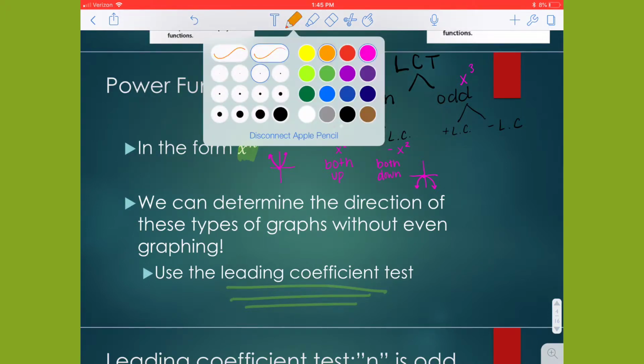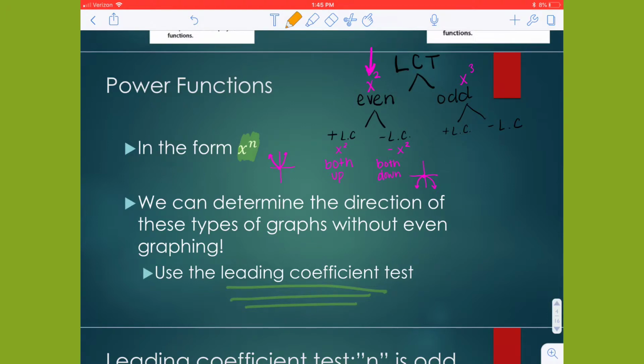Now, moving on to the other side. Now let's think about odd. So a positive leading coefficient would be like x to the 3rd power, where a negative leading coefficient would be like negative x to the 3rd power.